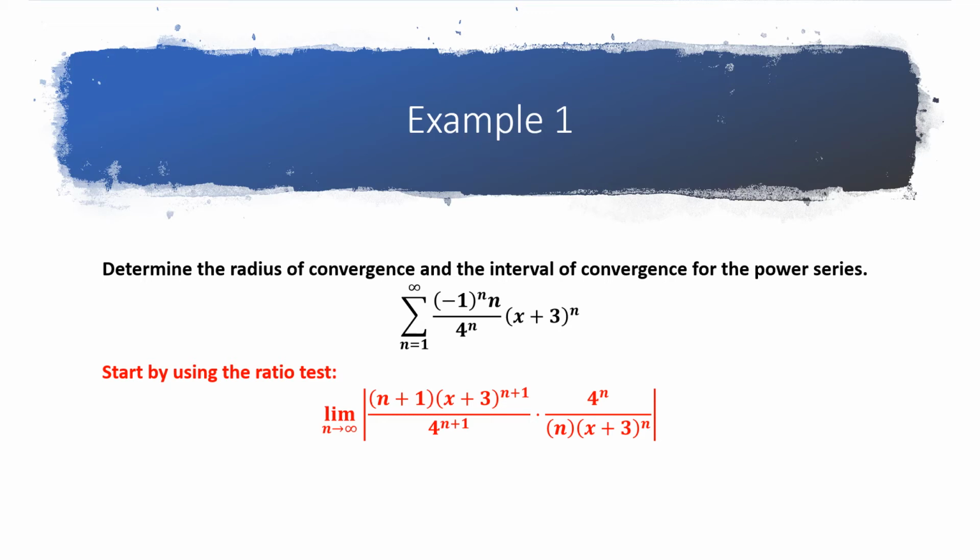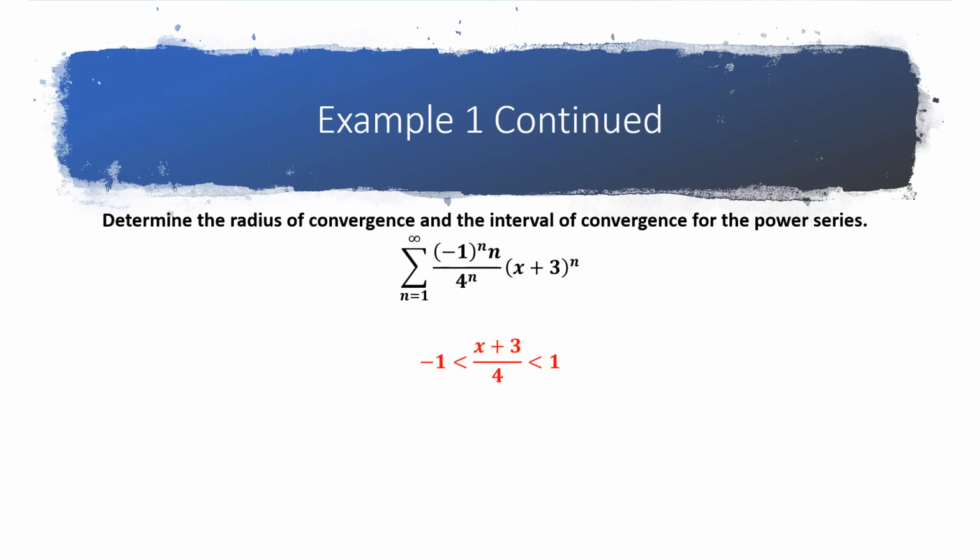All right, so once I cancel out everything that can be canceled out, I'm left with n plus 1 times x plus 3 over 4n. And when I take the limit of that, since the top and the bottom both have the same degree, they're both n, I'm left with the coefficient, which would be x plus 3 over 4.